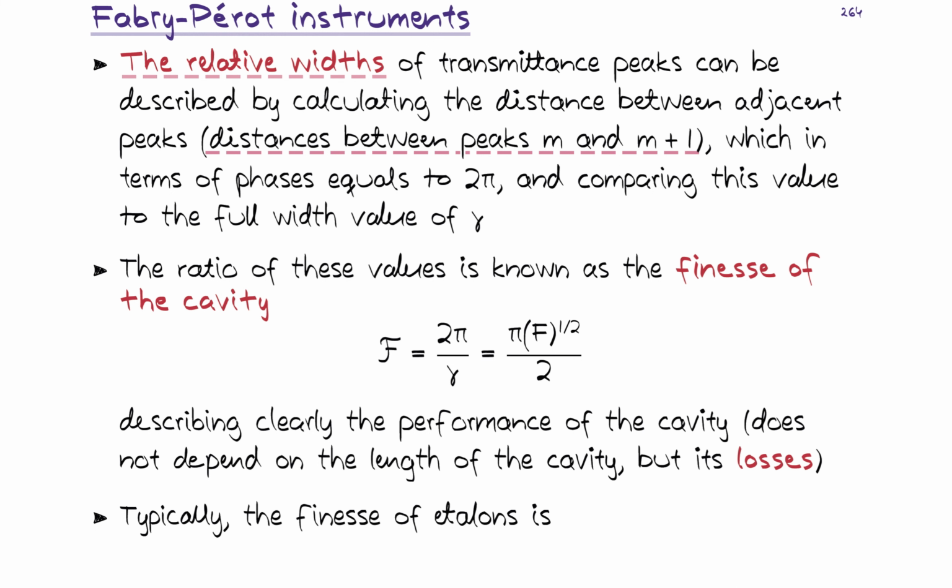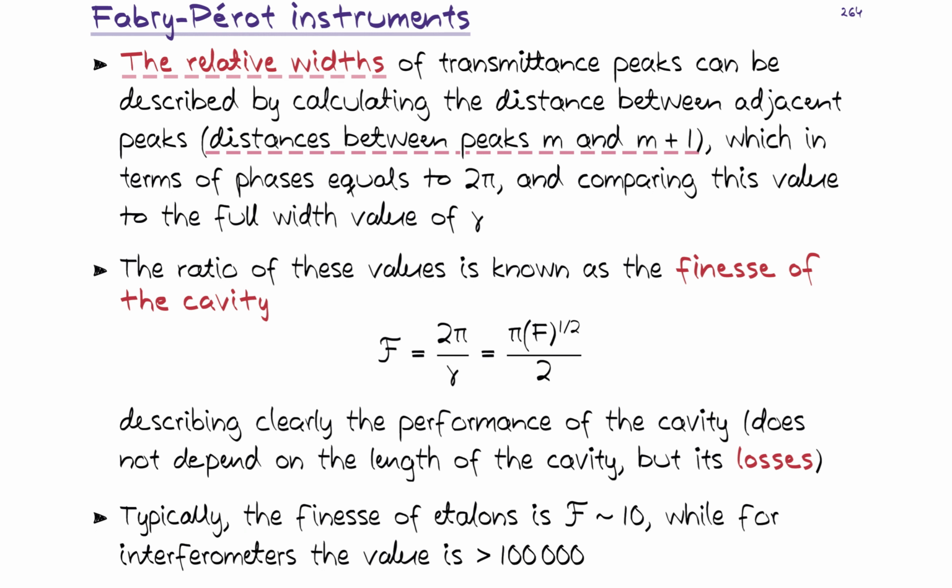And finally, some examples, some rules of thumb. If we have a typical etalon structure and we are looking at the finesse values, then the calligraphic F is of the order of 10. So this is something that we could do with the usual thin film structures. But if we have a typical interferometer structure, with two highly reflecting mirrors, then the finesse values can easily reach 100,000 and even exceed that. So this tells us a little bit about the difference in performance between these two different configurations.